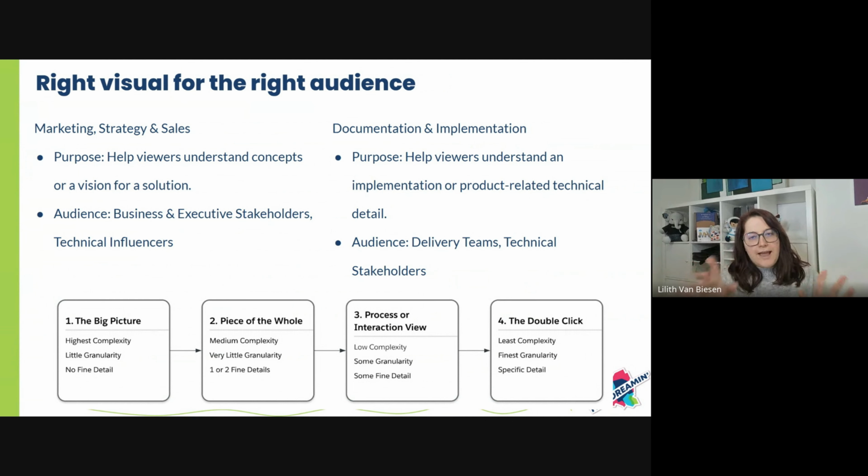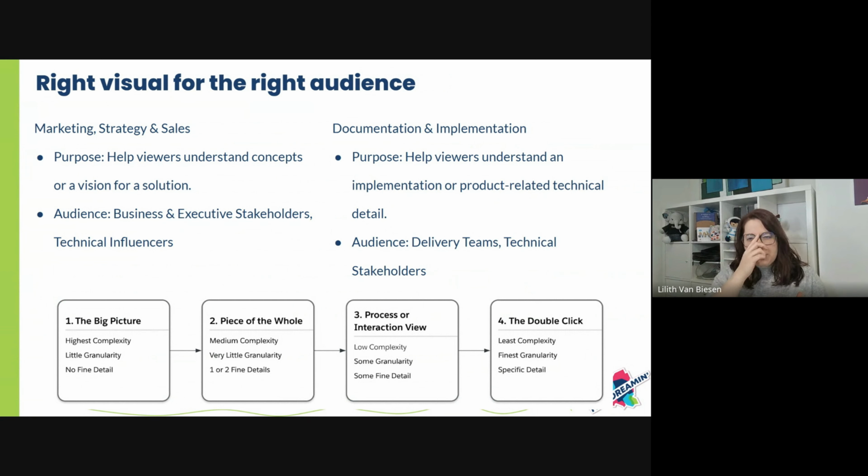And we have some different types of visuals here. Again, the resource that we referred to in the past about the diagramming framework is the one where you can go to learn more about these elements. But in a nutshell, let's say you're talking to business or executive stakeholders who want an understanding of certain concepts or a vision of what a solution would be like. Then you're going to look at marketing strategy and sales types of artifacts, of visuals.